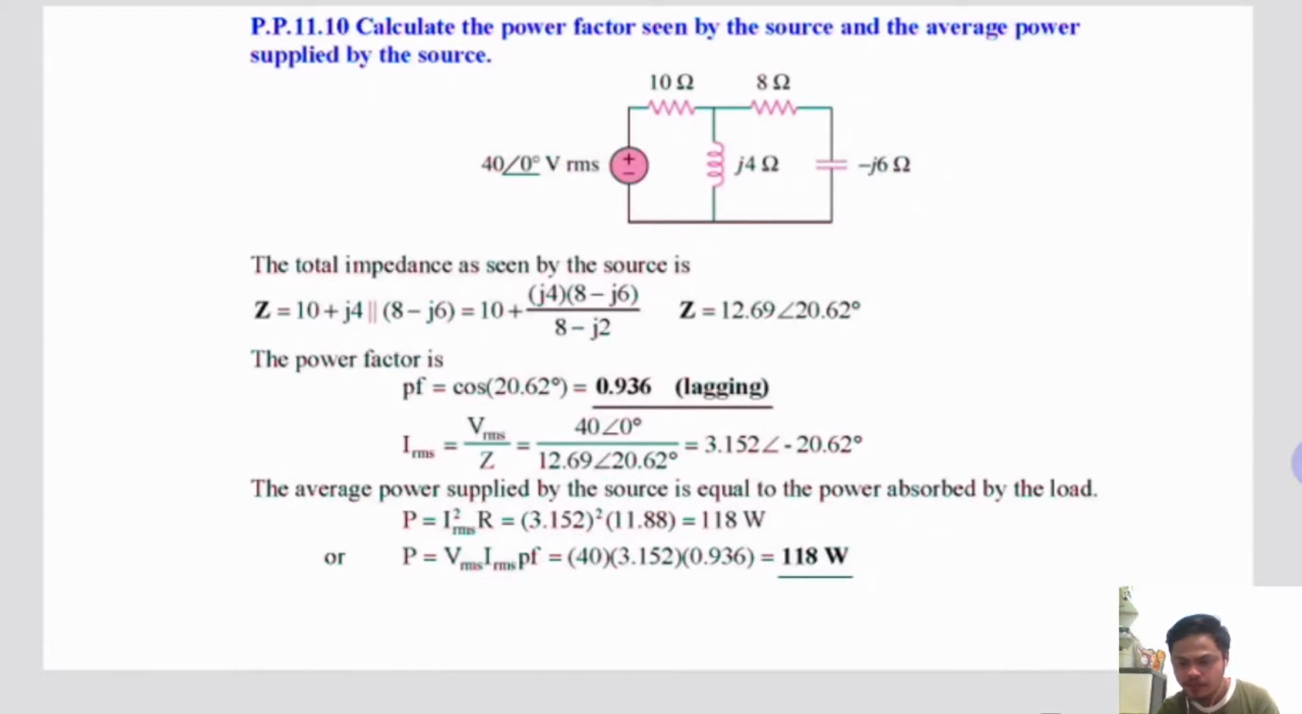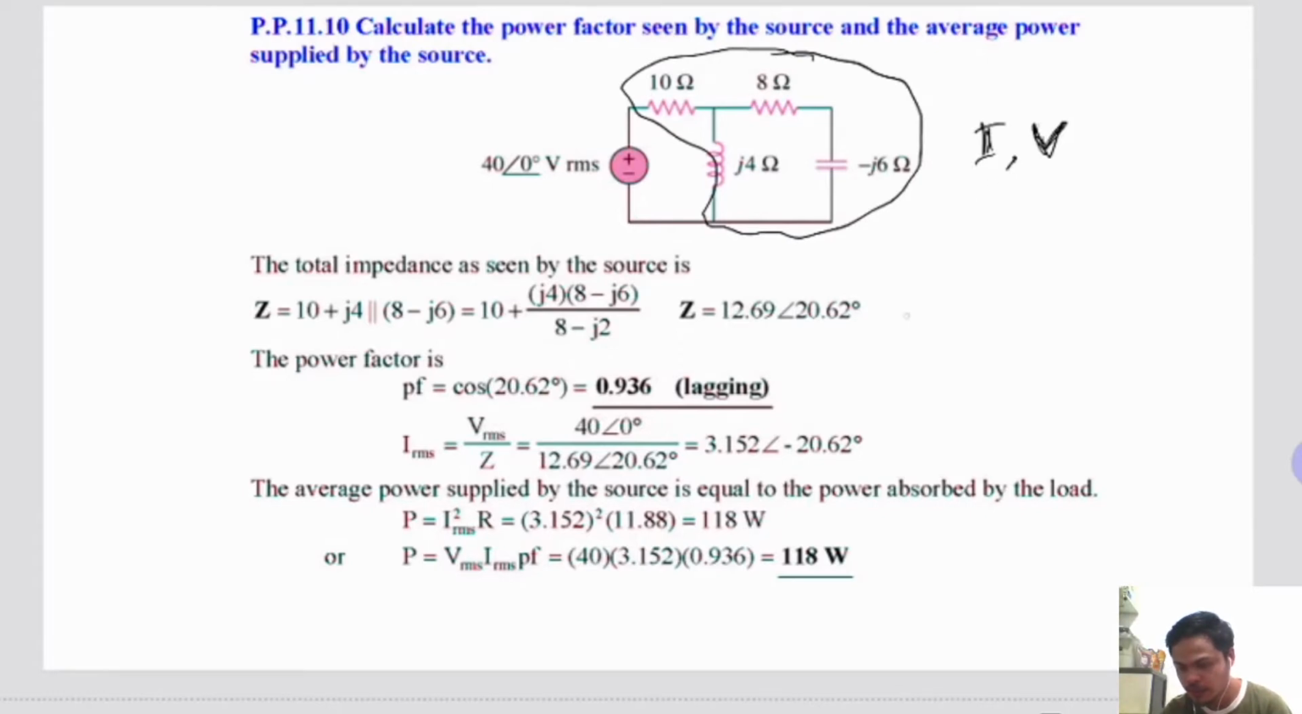calculate the power factor seen by the source and the average power supplied by the source. First, we need to determine the total impedance, the current, and the voltage in the system so that we can compute for the power factor and the average power supplied by the source. If we compute for the total impedance as seen by the source, the angle of the total impedance can be considered as your power factor.